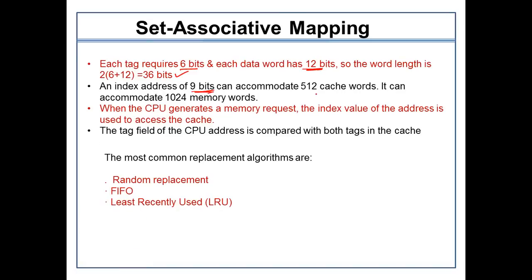The index value is of 9 bits. It can accommodate this many words. So it can easily accommodate 1024, so double of it, you could say, memory words. When the CPU generates the memory request, the index value of the address is used to access the cache, and the tag field of the address is compared with both the tags in the cache. So what if this set associative mapping becomes full? We need to apply certain algorithms like random replacement, FIFO, least recently used algorithm, in order to replace the data with the new information.